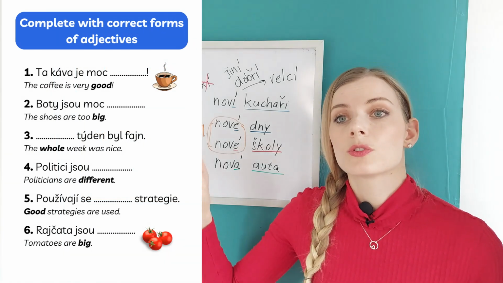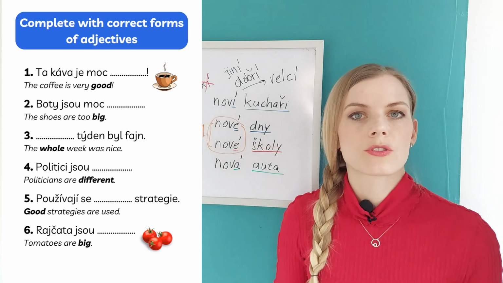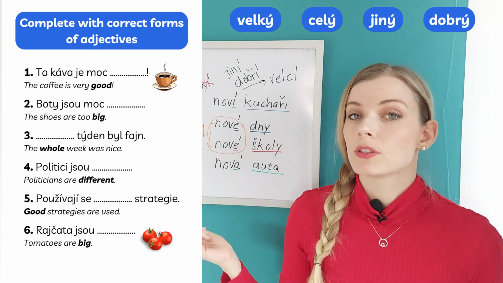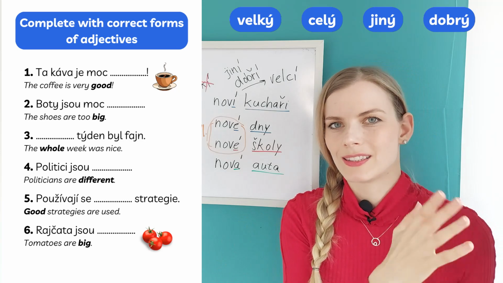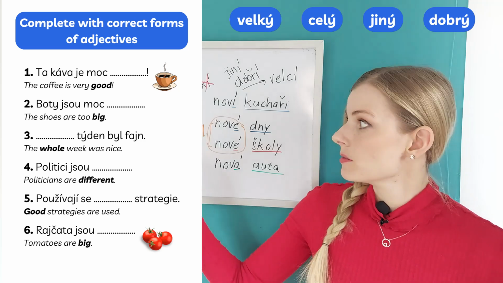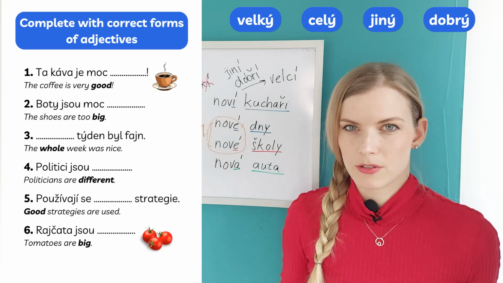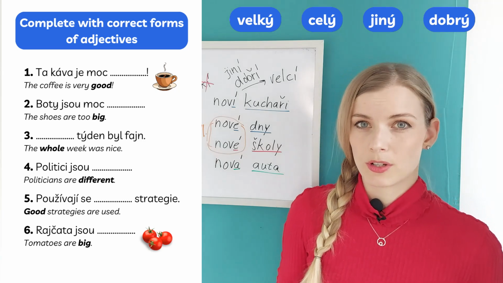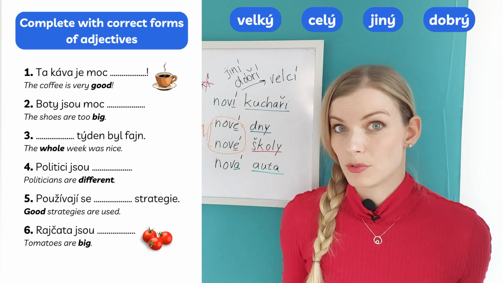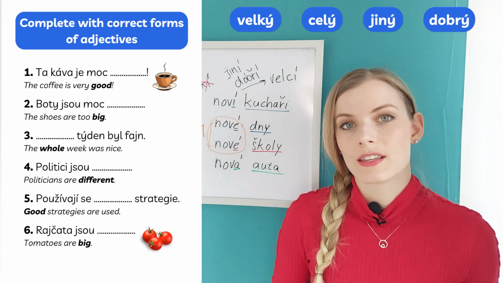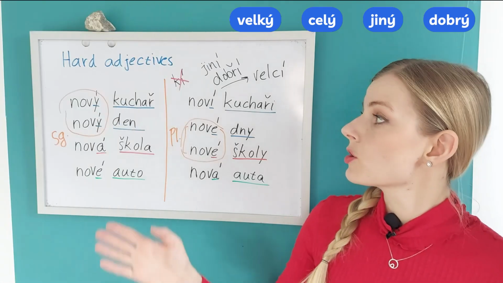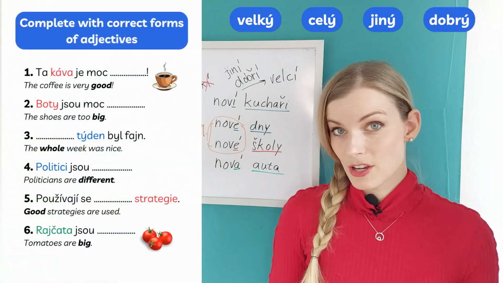First, let's see what genders we are dealing with. I'm sure this will be easy. Ta káva is feminine. Boty, this is plural, but the singular is bota. Ta bota, also feminine, but plural. Týden, ten týden is masculine, inanimate. Politici, a politician is a person, so that's masculine, animate. Ten politik. Strategie, ta strategie, that's feminine, but it's also plural. Rajčata is neuter, and it's plural. If you need it, pause the video and compare with this chart. Are you ready to check the exercise?